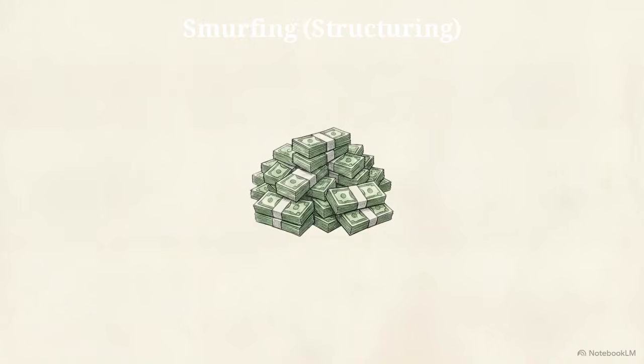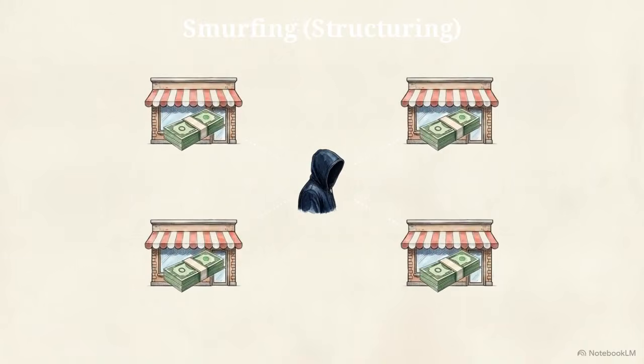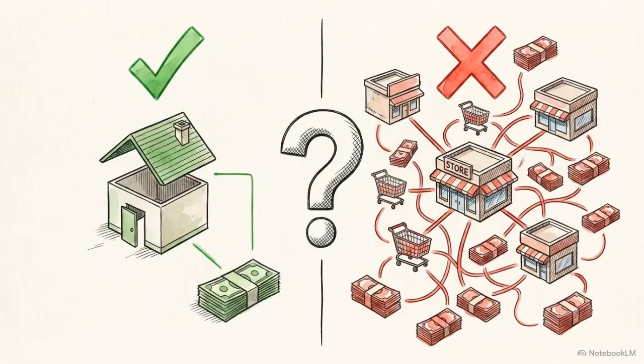He breaks a massive pile of suspicious cash into smaller chunks, depositing them at several different local stores to stay under the radar. This creates a difficult puzzle. How can a global network block Frank's hidden operation without slowing down Sarah's legitimate rent payment?